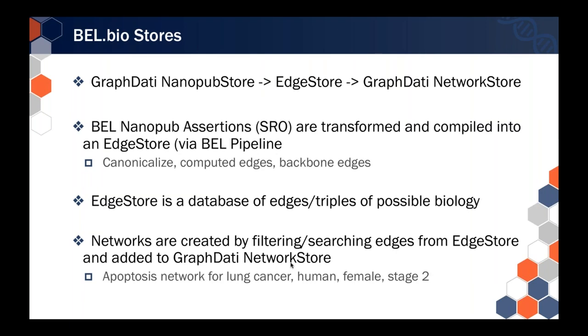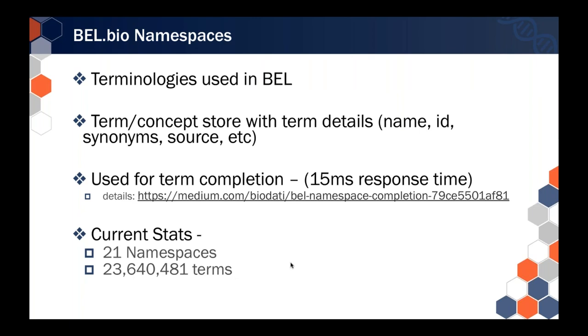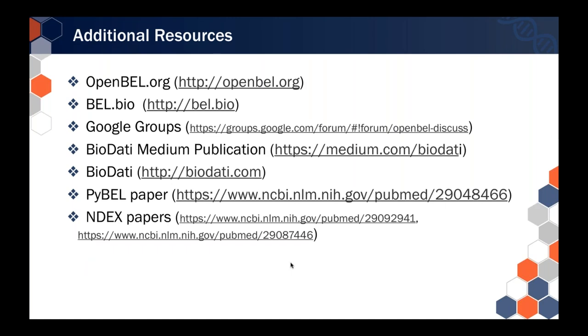I think we're pretty much running out of time, so I'm not going to go into the details around the different stores, if you want, or the namespaces. We currently have about 23 to 24 million terms that we're managing in 21 namespaces. Something I'm very happy with is our completion time is about 15 milliseconds, which makes auto-completion much more functional.